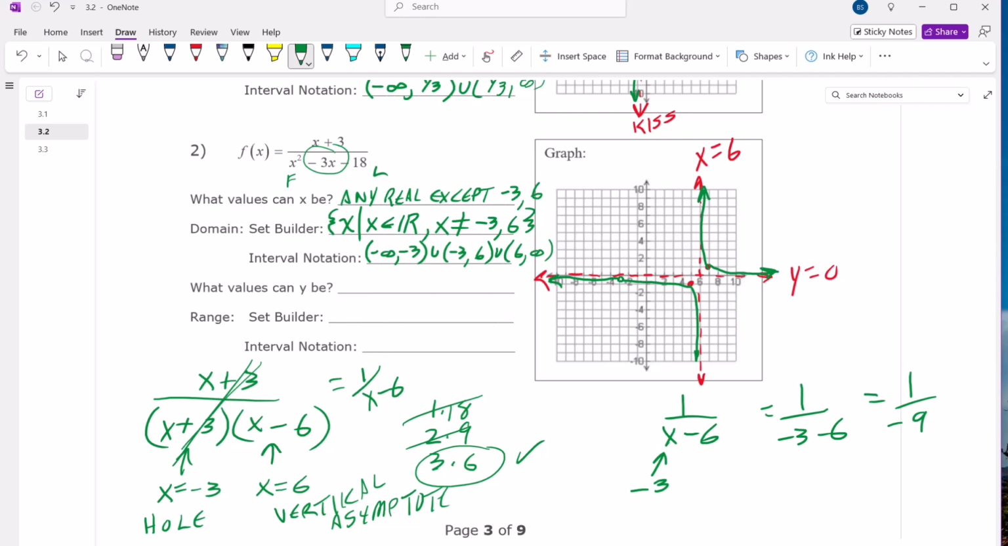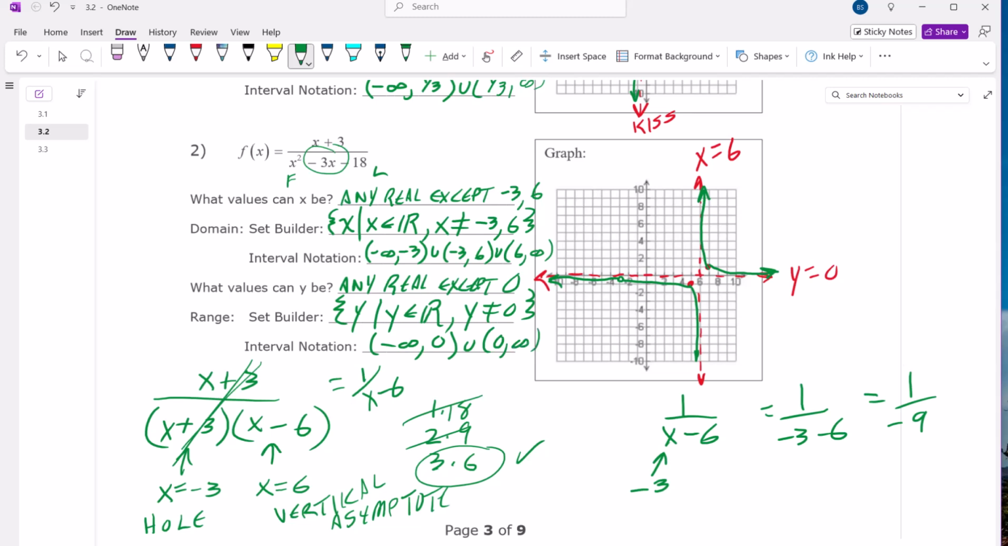Now, the purpose of us doing this is to see, well, does y, since we have a horizontal asymptote, it never crosses the x-axis, so y can be any real number except 0. So set builder, we'd say set of y's such that y is a real number, or you can leave that off and then just say y is not equal to 0. Interval notation, everything below 0, everything above 0.